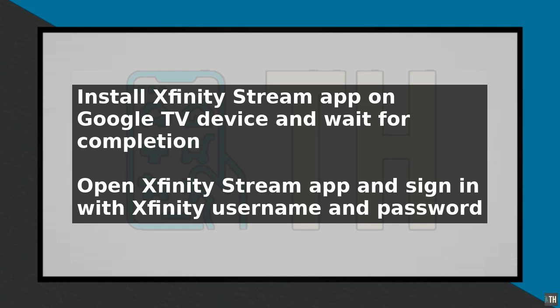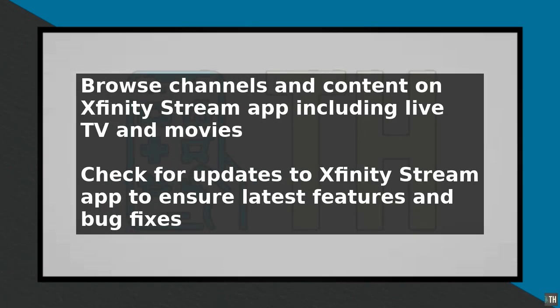To get the most out of the Xfinity Stream app on Google TV, make sure your device meets the minimum system requirements and your internet connection is stable. It is also a good idea to check for updates to the Xfinity Stream app regularly to ensure you have the latest features and bug fixes.